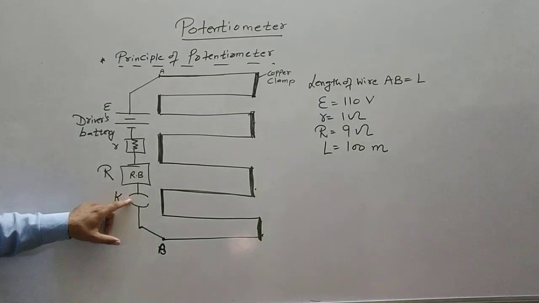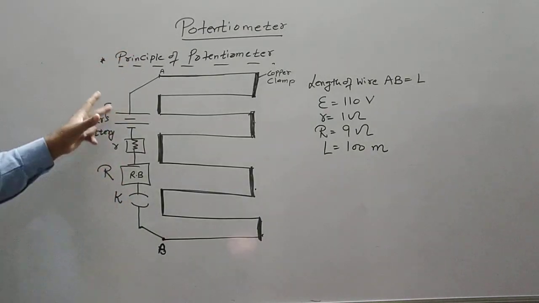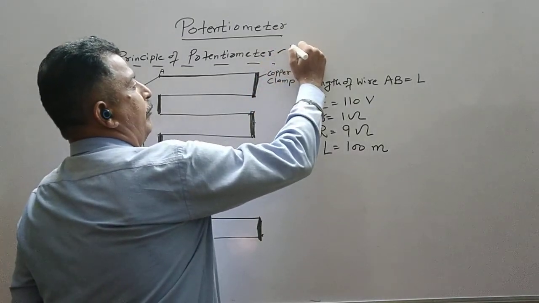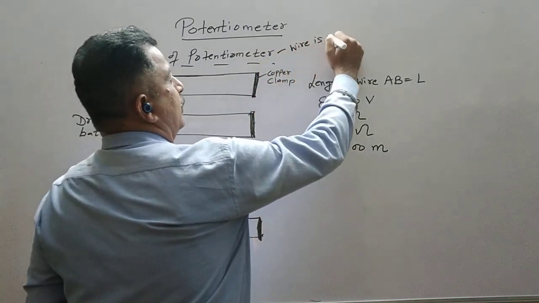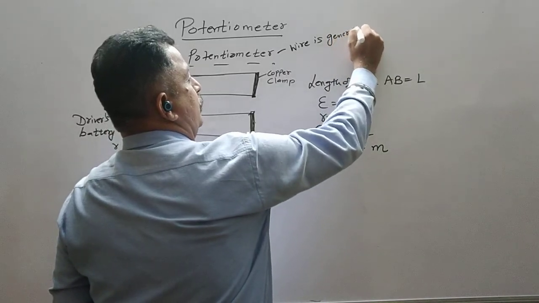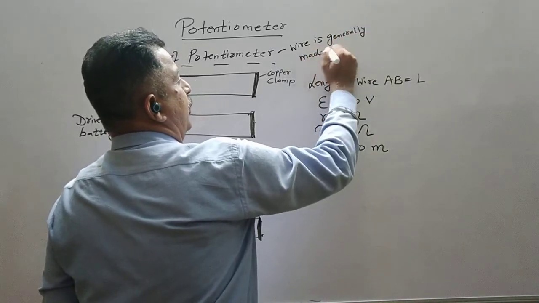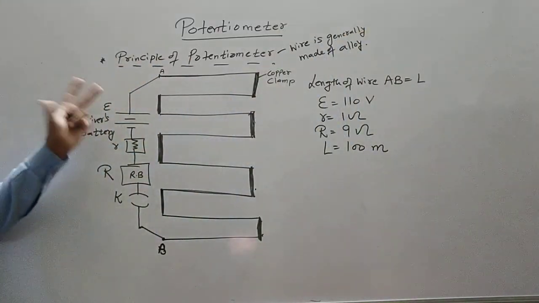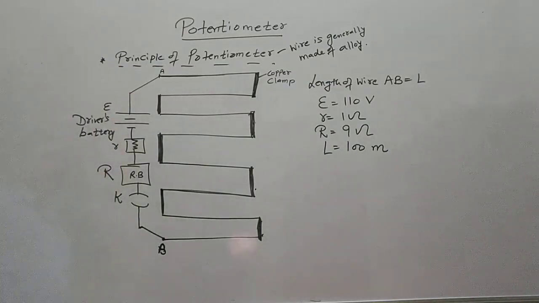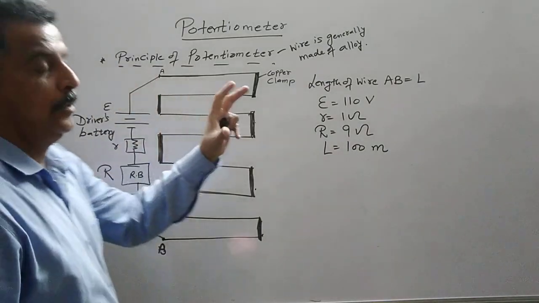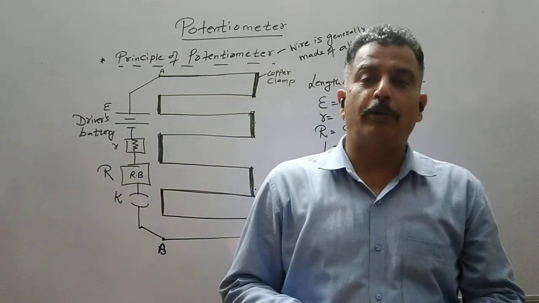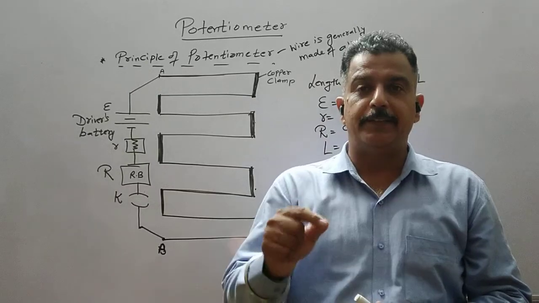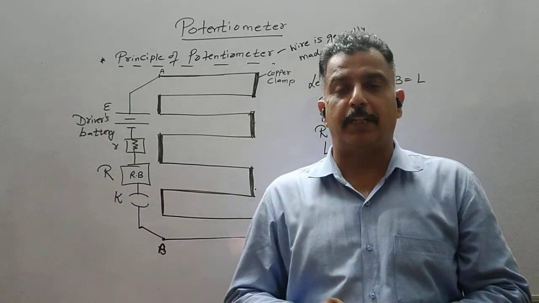The key is open, so the current is not flowing through this potentiometer wire. The potentiometer wire is generally made up of alloy. So we have alloy wires in the potentiometer. So these are the general values. Now in the potentiometer we have to introduce one more physical quantity, that is resistance per unit length, meaning the resistance of 1 meter wire.